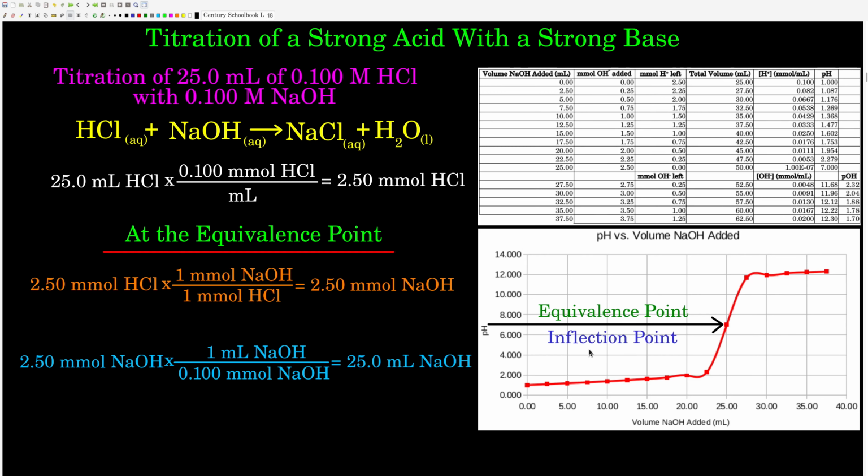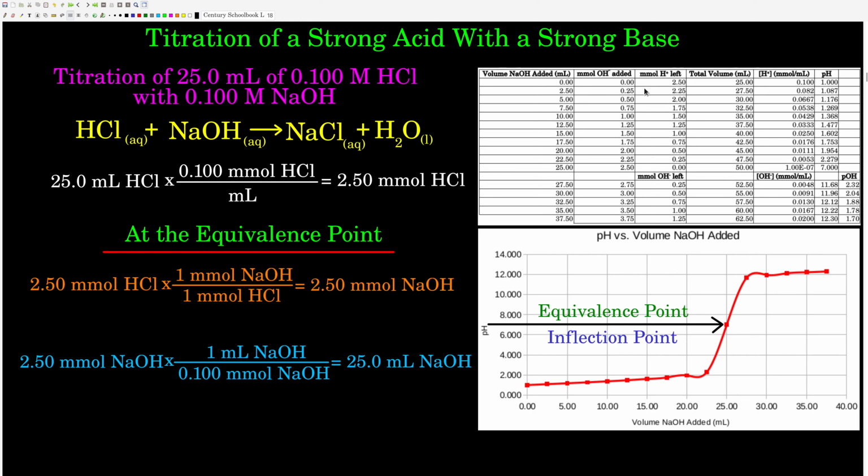So this is what the graph looks like when you titrate a strong acid with a strong base. These little bumps here, just ignore those. Those are an artifact of my spreadsheet, which thinks it's going to go up and then pulls it down. Don't worry about it. This is the data that I used. Volume of sodium hydroxide added. I calculated about every 2.5 mils. I calculated millimoles of hydroxide added. So that would be the 0.100 millimoles per milliliter of sodium hydroxide.